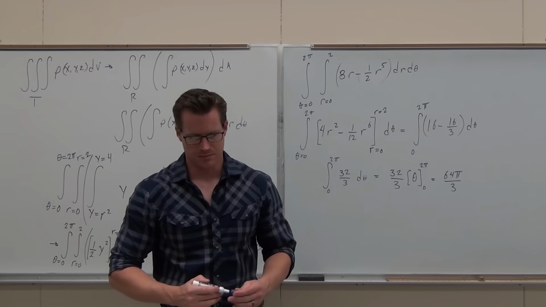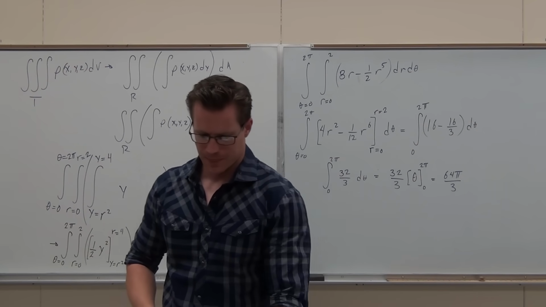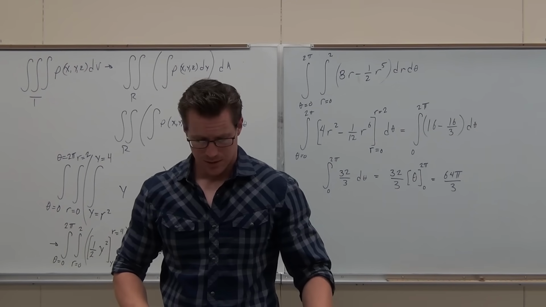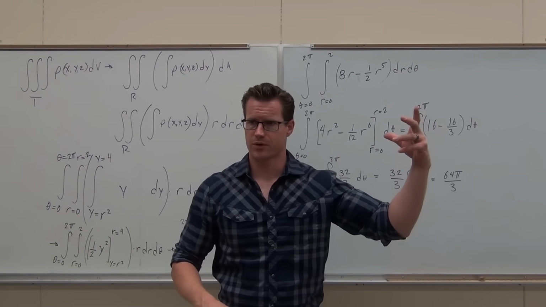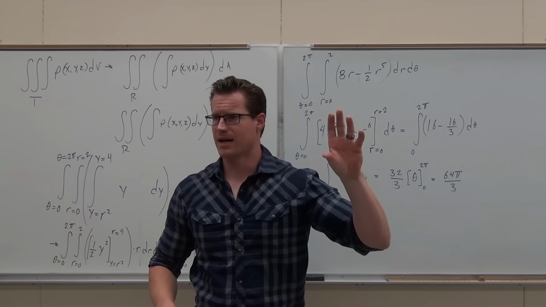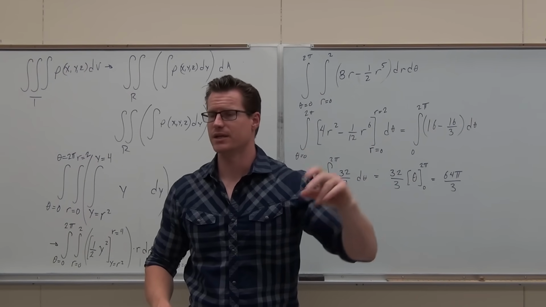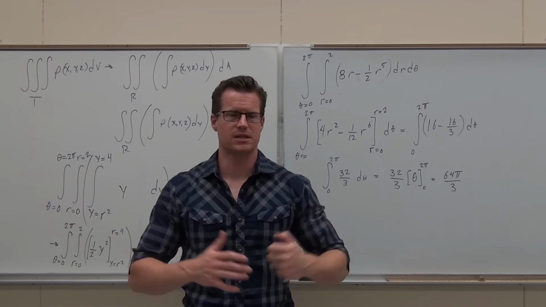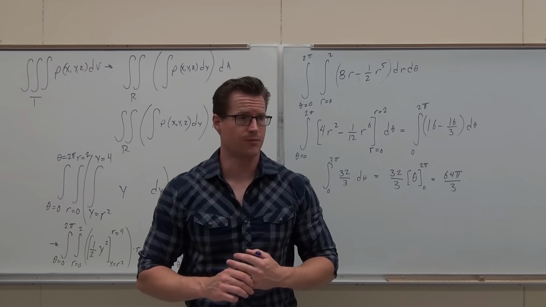What does it mean, please? That's the mass. That's the mass of the region that I wrote on the board earlier, depending on the fact that the mass density function of that region is given by rho of x, y, z equals y. That's what that came from.